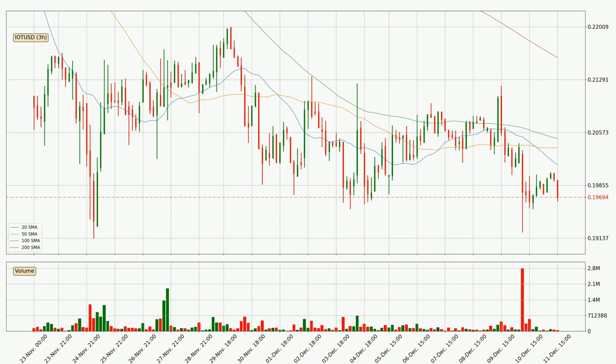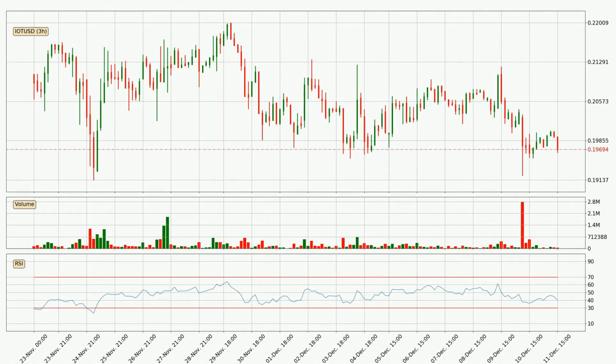Searching for divergence in the 3-hourly timeframe, at this time, no divergence was found which could have an impact on the future price, as the last divergence was far in the past.